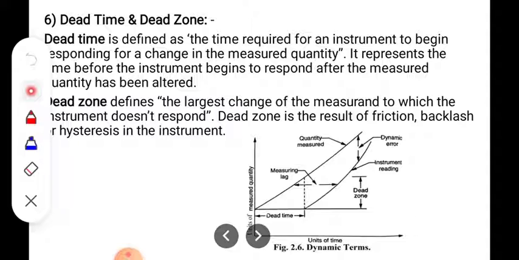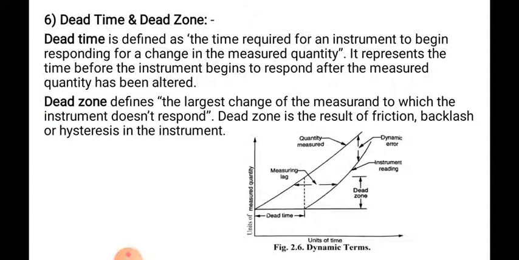And dead zone means what? The zone within which the instrument does not respond, the largest change of the measured quantity to which the instrument does not respond. Okay, so that is nothing but the dead zone. Okay, so this is nothing but the different dynamic characteristics. In those dynamic characteristics we have studied overshoot, dead time, and dead zone.